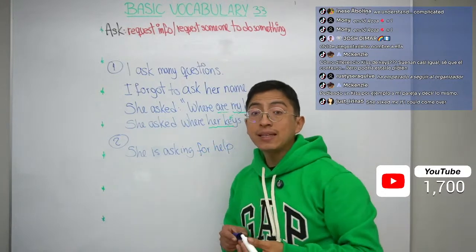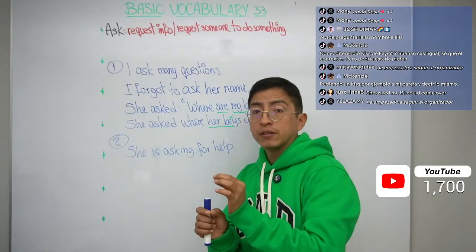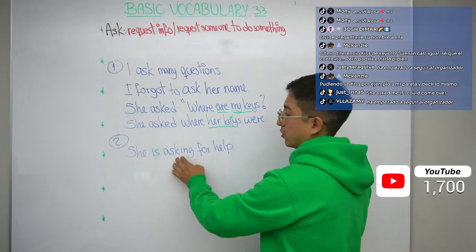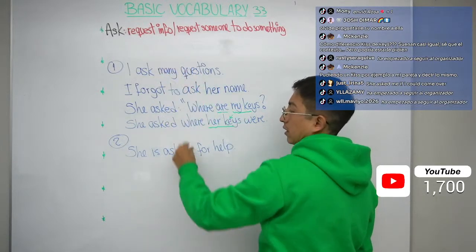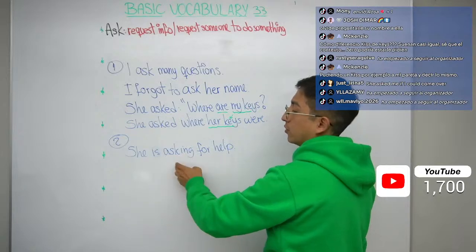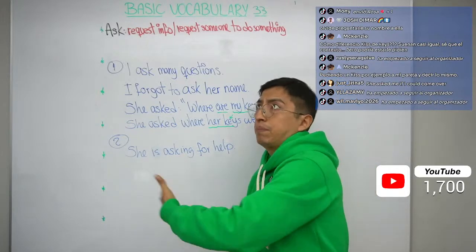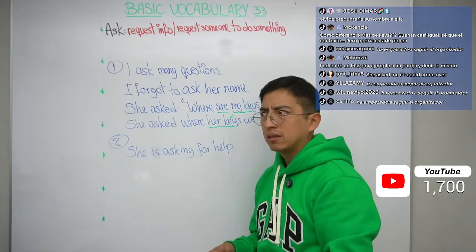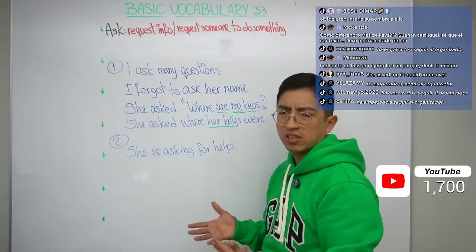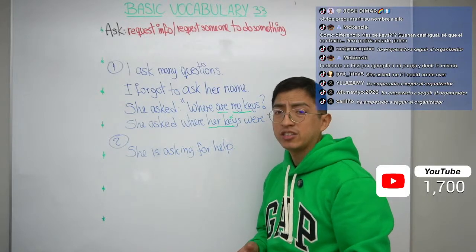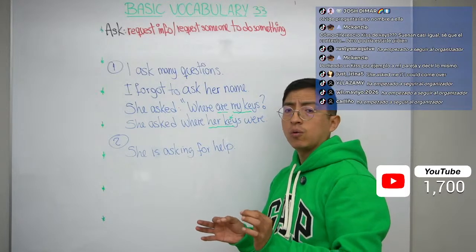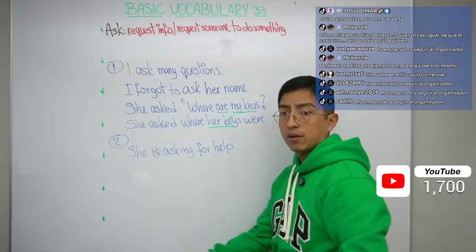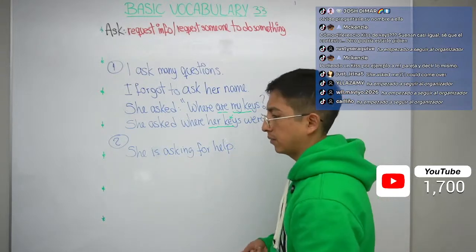Now, the meaning of this word is a little different. Okay, it's a little different. Why? Because I'm not asking a question here. I'm not asking information. Okay, she is asking for help. So she is asking people around her to help her doing something, or maybe she is having a problem, or she had an accident. Okay, so we are using here asking for help. Okay, here she's asking for help.